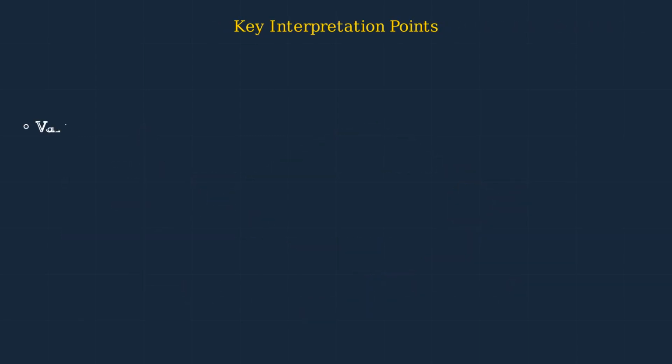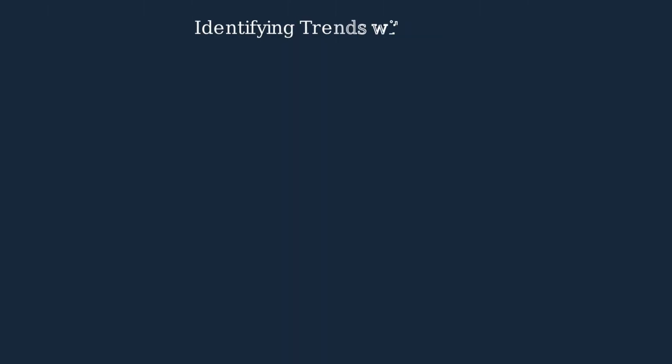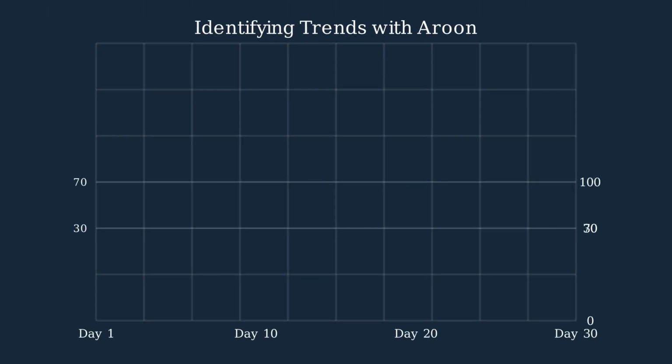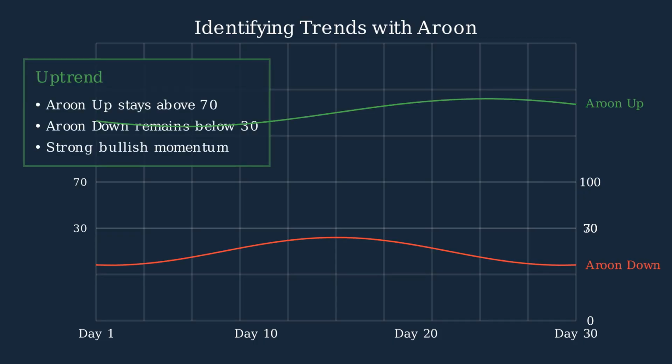To summarize, Aroon values provide key insights about market momentum and trend strength. The Aroon indicator is a powerful tool for identifying trends in the market. A strong uptrend is indicated when Aroon Up stays above 70, while Aroon Down remains below 30.